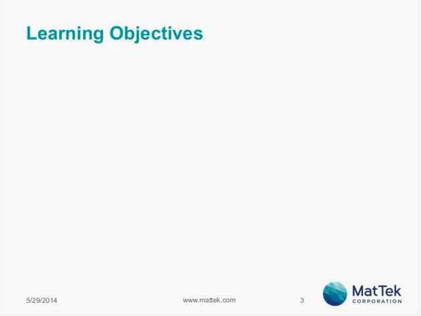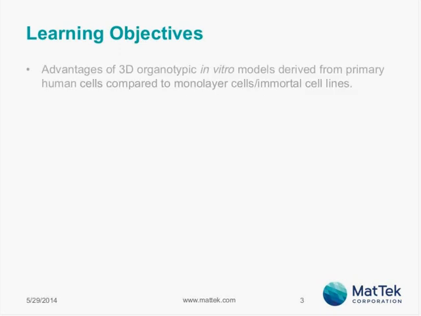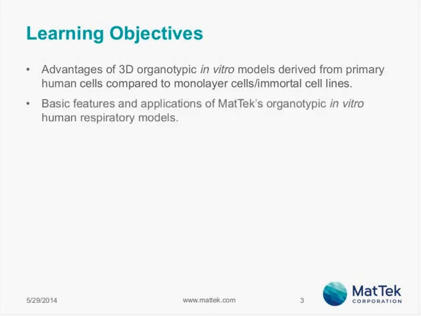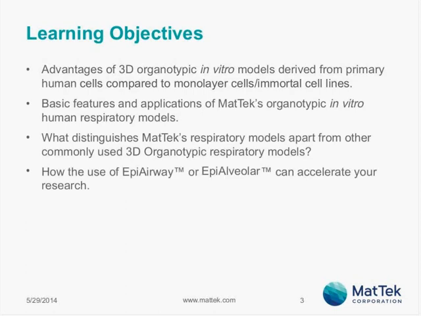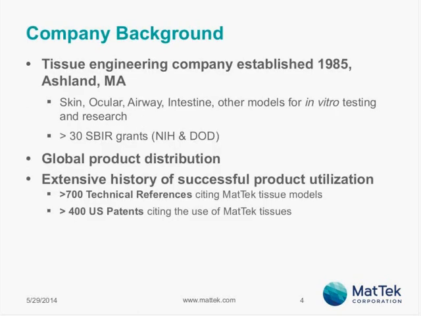Okay, before beginning, I'd like to take a moment to go over the learning objectives we hope you'll take away from this webinar today. First, you'll learn the advantages of 3D organotypic in vitro models derived from primary human cells compared to monolayer cells or immortal cell lines. You'll also learn the basic features and applications of MatTek's organotypic in vitro human respiratory models. You'll learn what distinguishes MatTek's respiratory models apart from other commonly used 3D organotypic respiratory models. And finally, you'll learn how the use of EpiAirway or EpiAlveolar can accelerate your research.